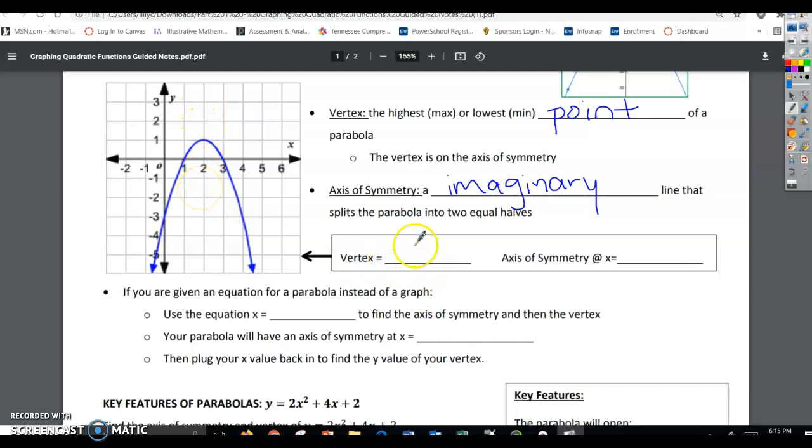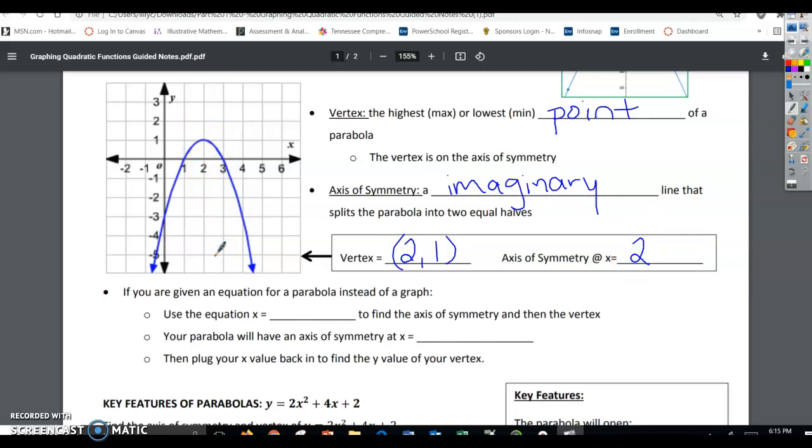All right, so the vertex on this parabola is going to be the highest point, so 2, 1. So the vertex is at 2, 1. And the axis of symmetry is x equals 2. So it goes right down through the center there.